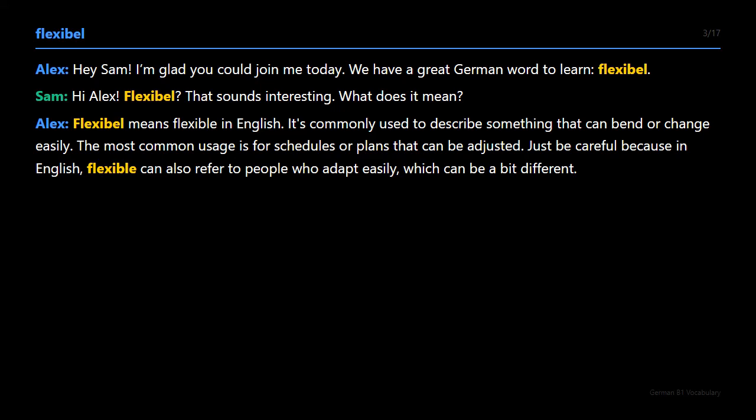Just be careful because in English, flexible can also refer to people who adapt easily, which can be a bit different.